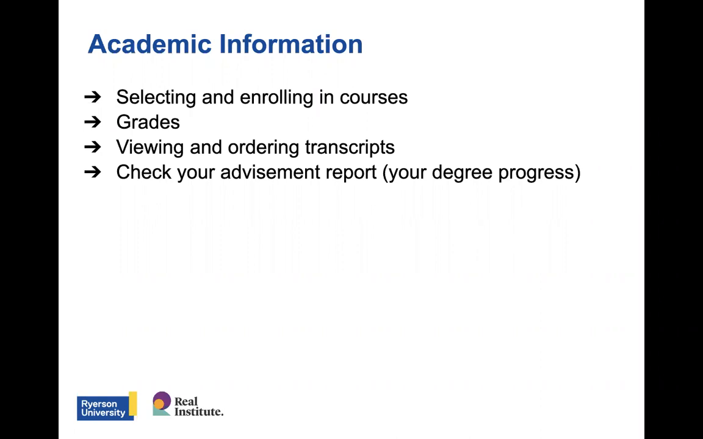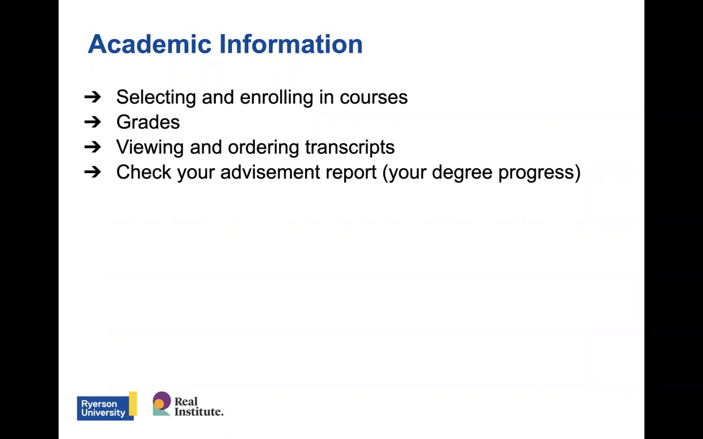Checking your advisement report is a big one as well. The advisement report is almost like your virtual assistant. It gives you a summary of what your degree requires. Every degree requires 40 credits, and within those 40 credits, they require a certain portion of core credits, a certain portion of liberal credits, upper and lower level liberals, and a portion of professionally related courses and open elective courses.